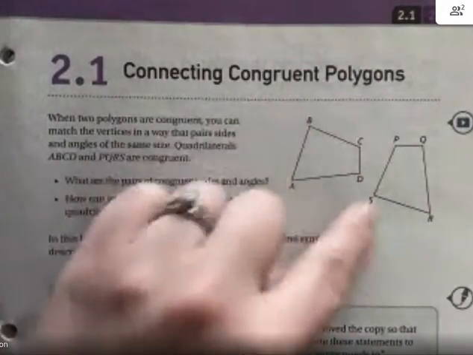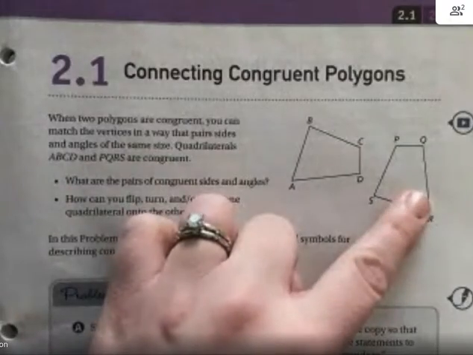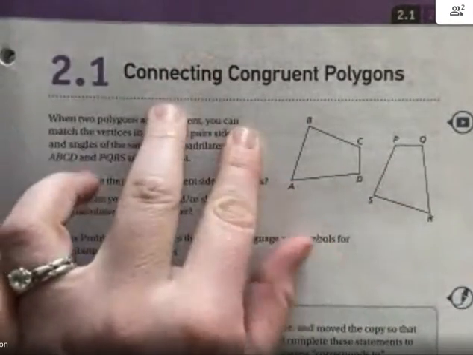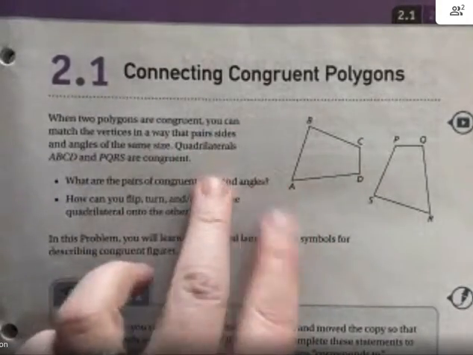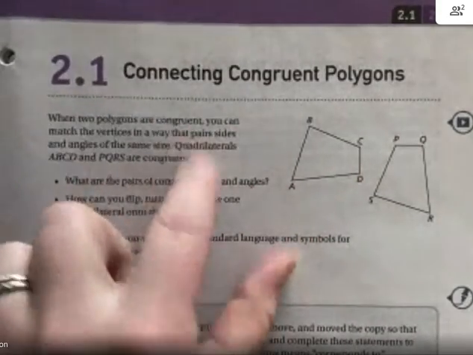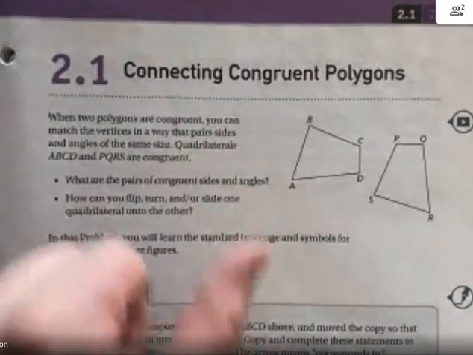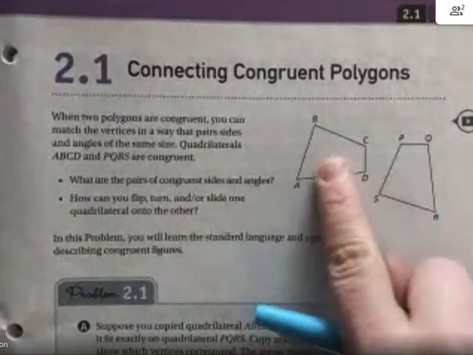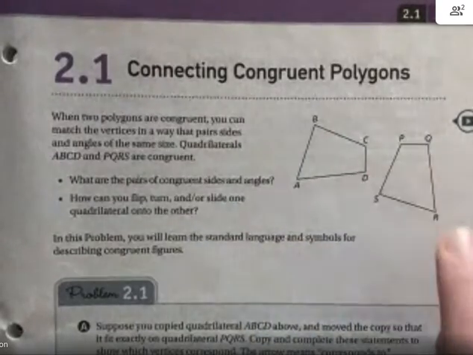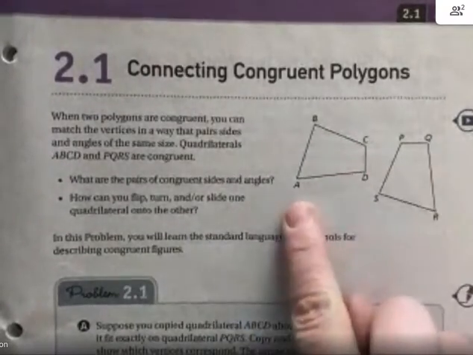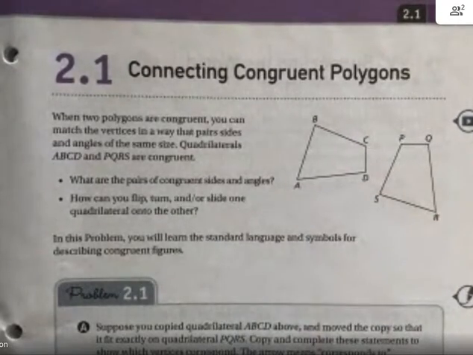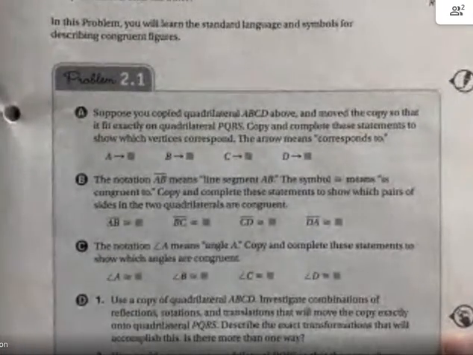So if you can figure out how this shape moves onto this one, whether it be a translation, a reflection, or a rotation. Maybe it's a reflection and a rotation. Maybe it's a rotation and a translation. Maybe it's just a rotation. Maybe it's just a translation. Figure out what you need to do to make this shape move onto this shape and be exactly lined up with its corresponding points.